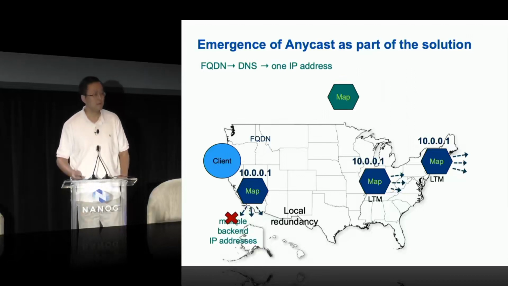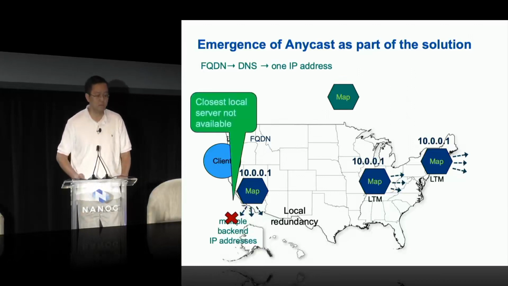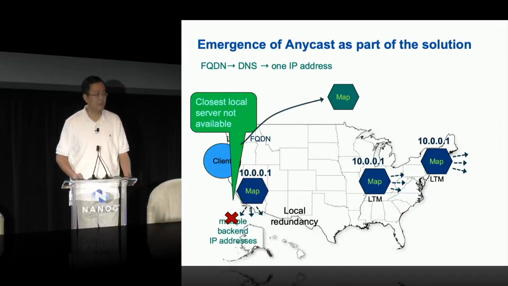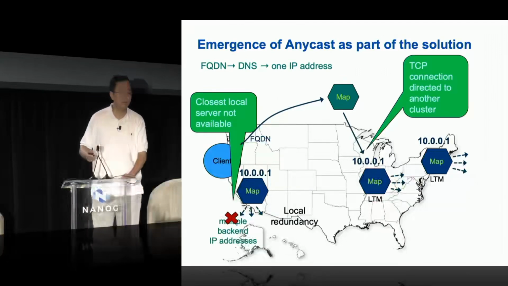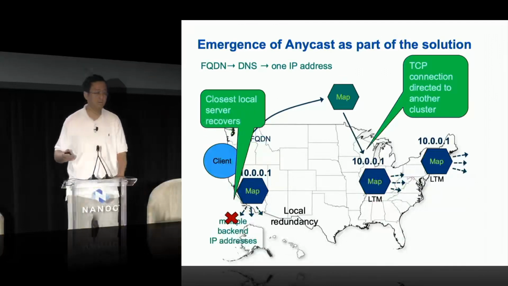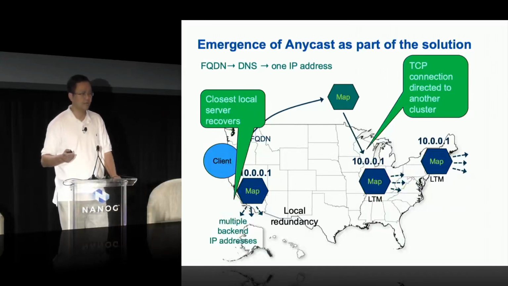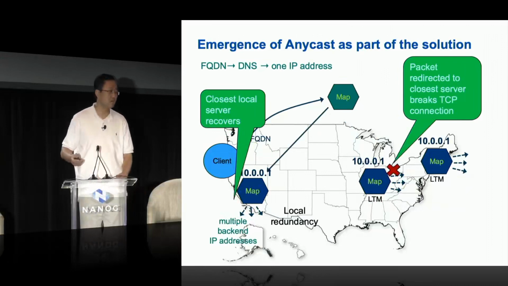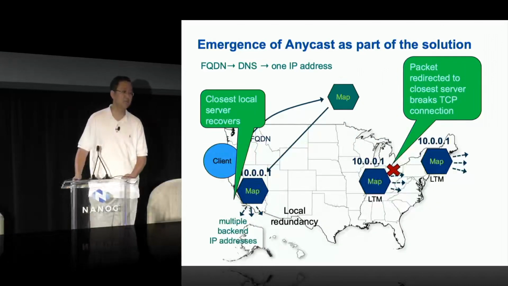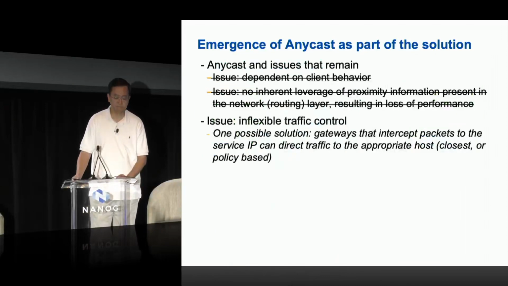And then say a local backend server goes down, then the closest local server is no longer available. A client request that comes would be redirected to a remote one, maybe. And then what happens if the closest local server recovers and the route is re-established? This, of course, will break the ongoing TCP connection state. So this TCP connection instability is an issue that we should solve.